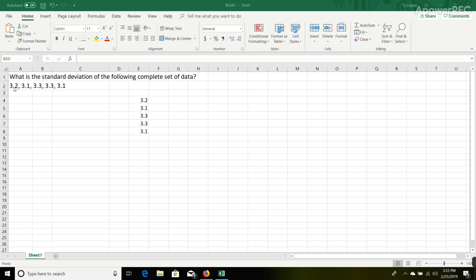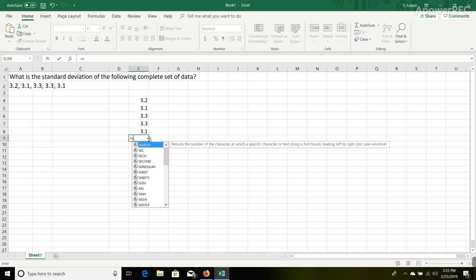So what I've done here is I've taken the numbers. I basically just transposed them into a column just because it's easier to work with. So I'm just going to come down here and type in equal to, start typing the standard deviation. Okay. And since it's a complete set, I want the population, not the sample, which would be the next one. So I'm going to click on this population.